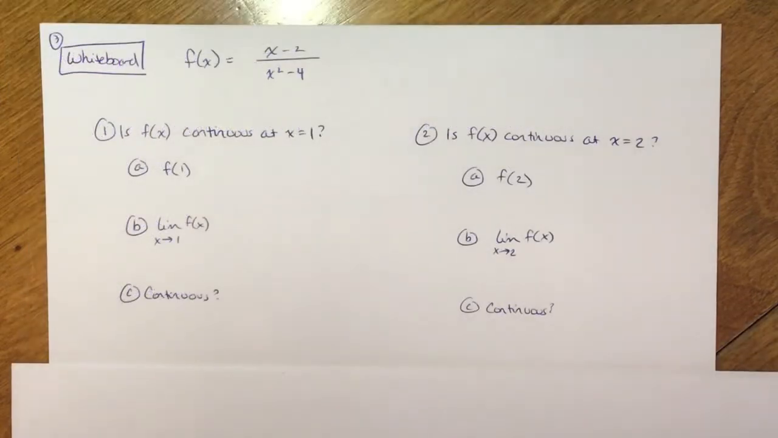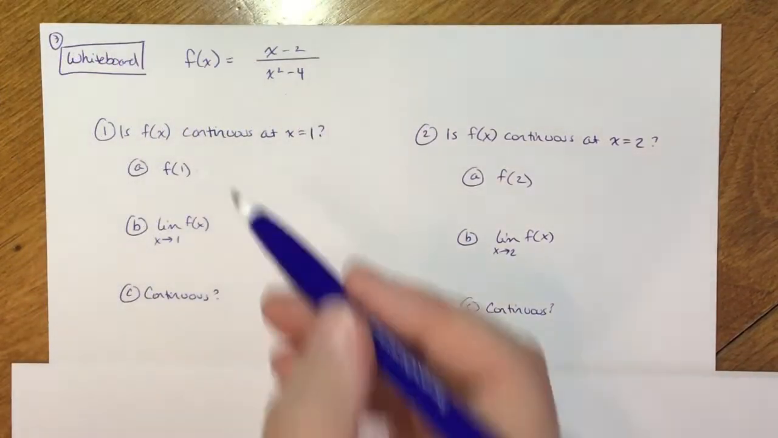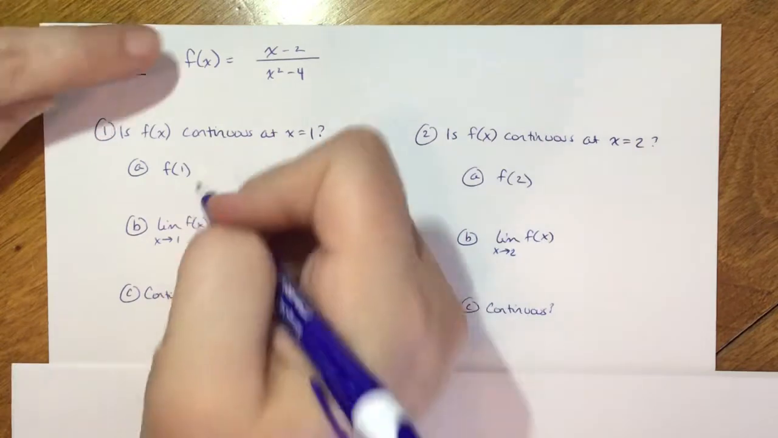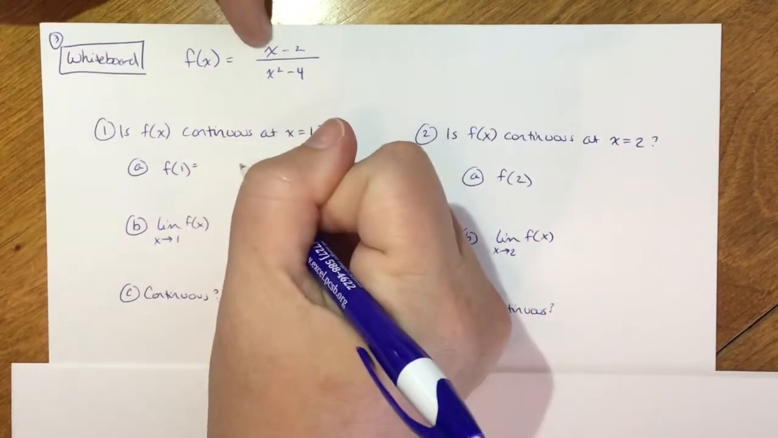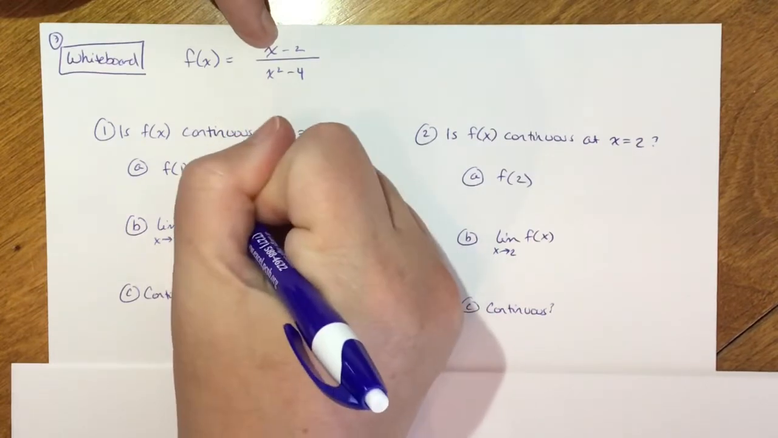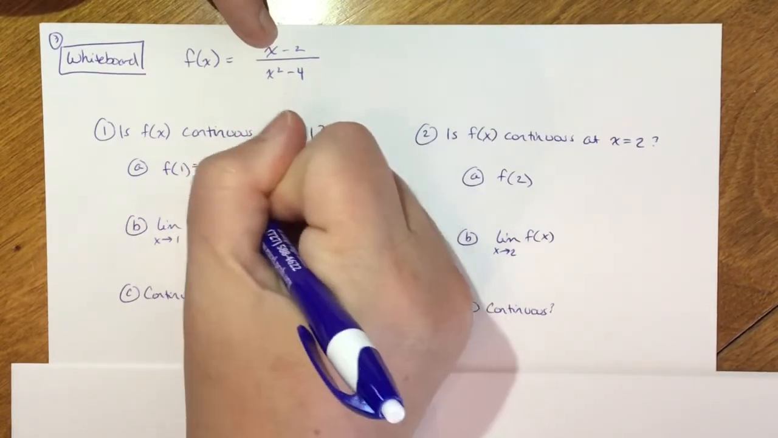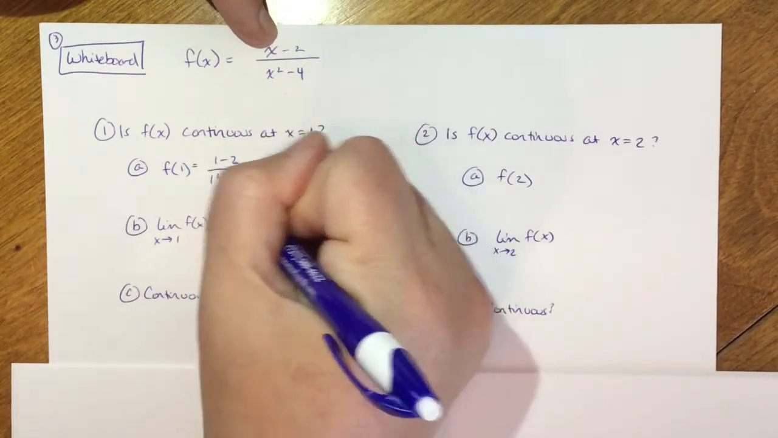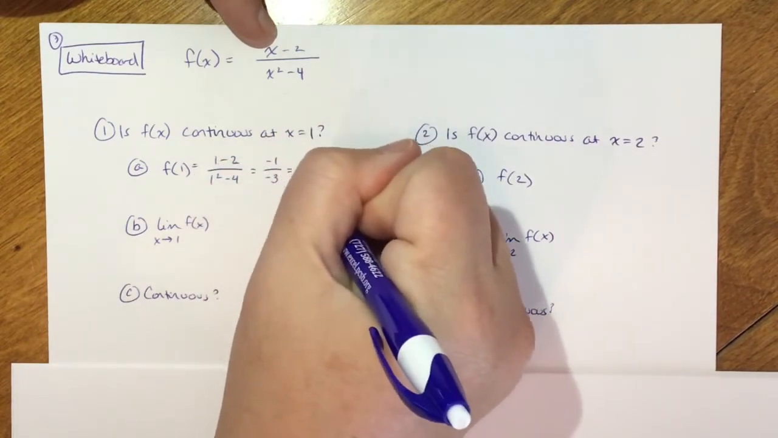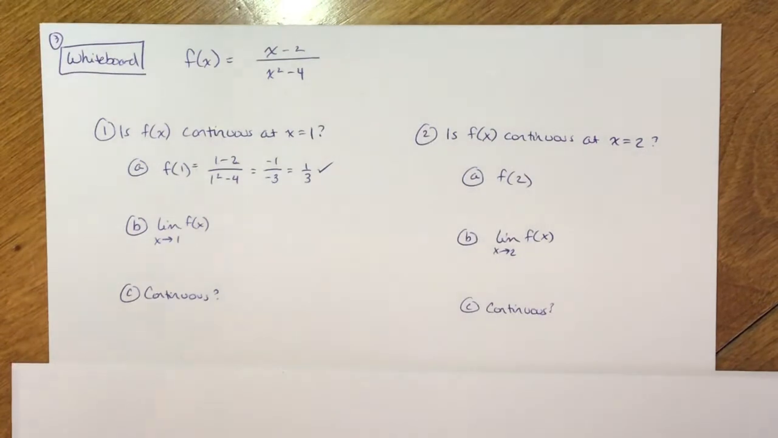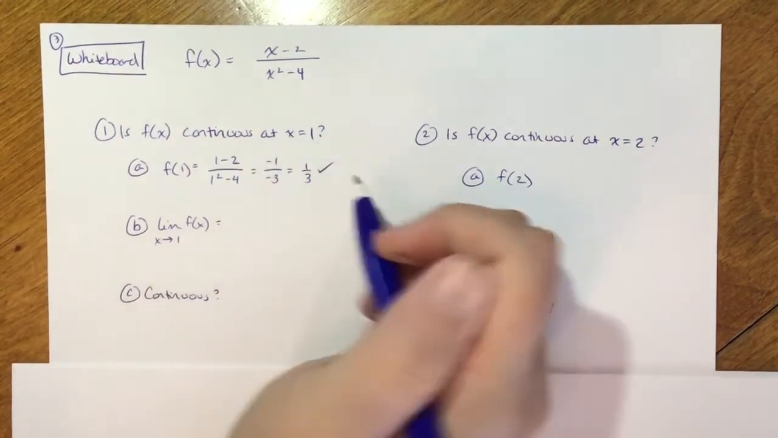Okay, what did you decide? Let's see. So is it continuous at x equals 1? So I'm looking for f of 1 as my first part. So I'm plugging in 1 here, (1 minus 2) over (1 squared minus 4). 1 minus 2 on top gives me negative 1. On the bottom, 1 minus 4 gives me negative 3. So 1/3. We're good. We actually have a function value at x equals 1. It means if I looked at x equals 1 on my graph, I would see an actual point for that x value. Now let's look at the limit.